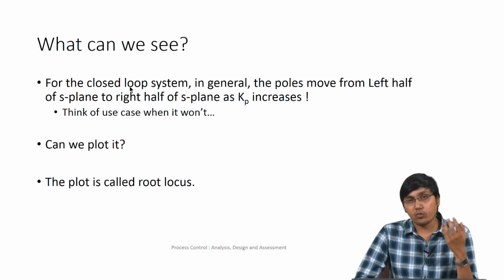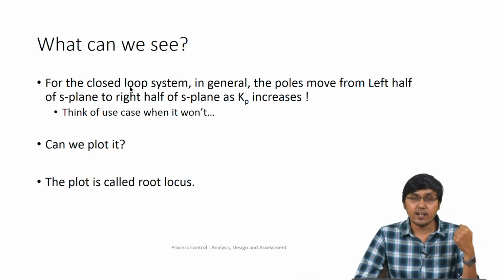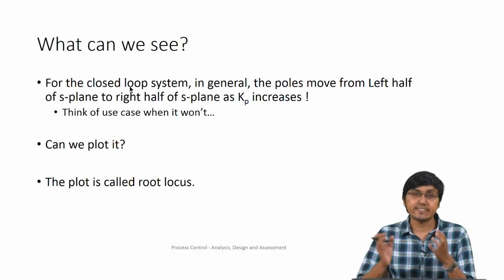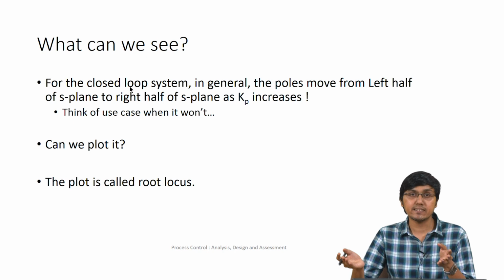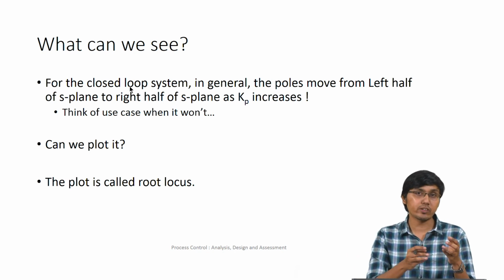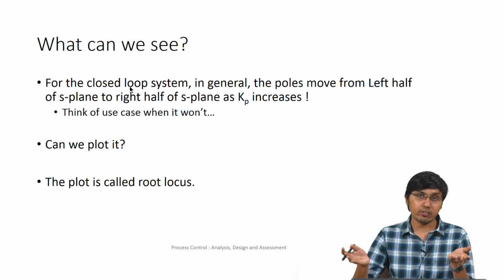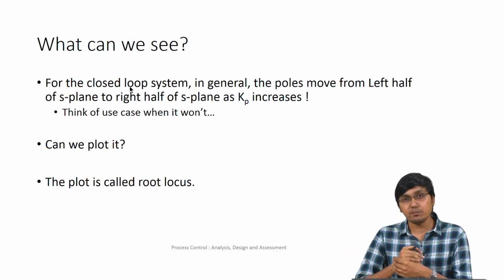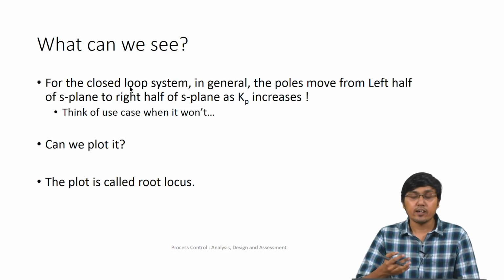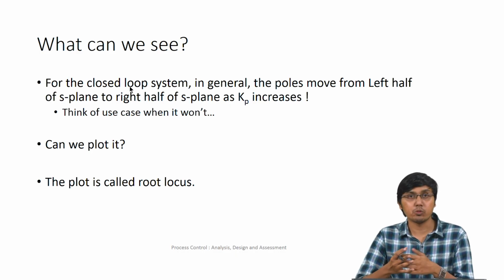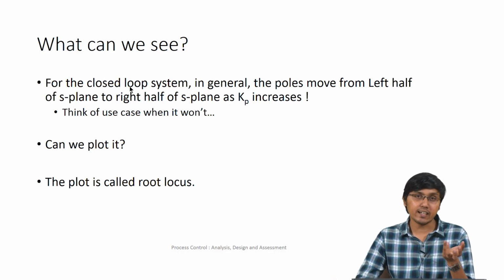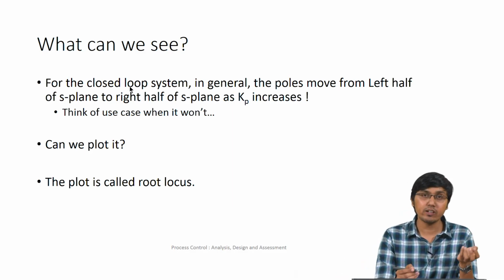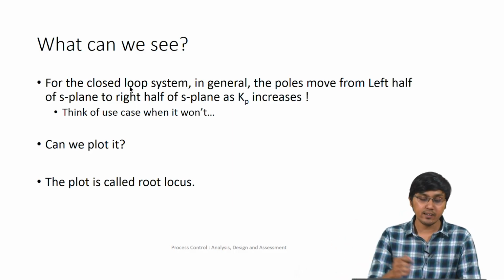One more thing, what are the observations we can make from this? When we increase the gain, a stable system became an unstable system, which means that the pole has moved from the left half of the S plane to the right half of the S plane. This makes us ask one question, right. If we increase the gain and the closed loop poles are moving from left to right, can we plot and see how these poles are moving? That may be one interesting question to ask. The plot of the poles moving from the left half of the S plane to the right half of the S plane is called a root locus.